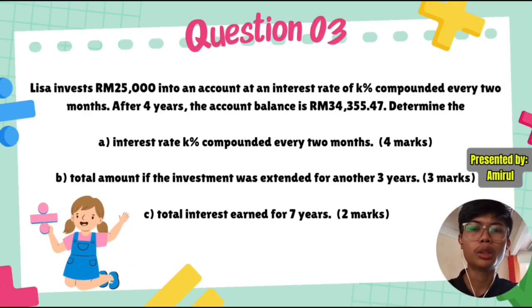Lisa invests RM25,000 into an account at an interest rate of K% compounded every 2 months. After 4 years, the account balance is RM34,355.47. Determine A, the interest rate K% compounded every 2 months. B, the total amount if the investment was extended for another 3 years. C, the total amount earned for 7 years.